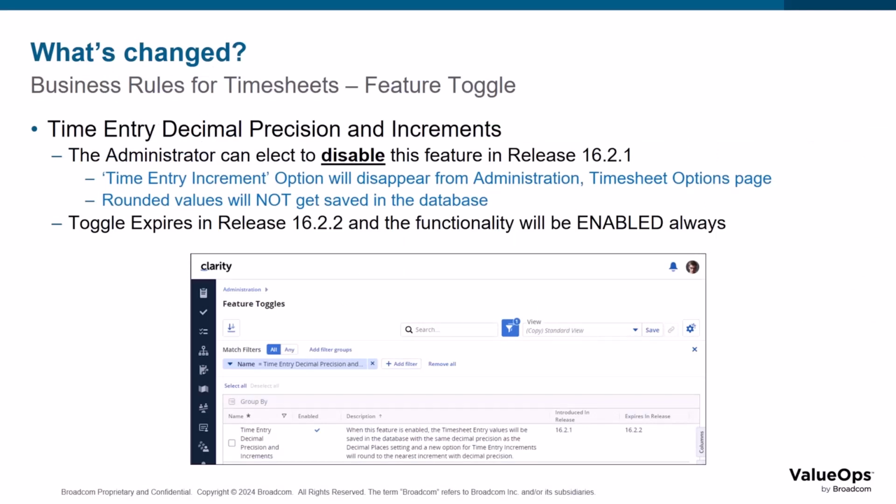This section is applicable to the Clarity Administrator. The administrator has the capability to disable newly introduced features to allow greater flexibility in rolling out the new functionality to the Clarity users. The toggle is introduced in this release, 16.2.1, and will expire in the next release, for which the new functionality will be enabled from that point forward.